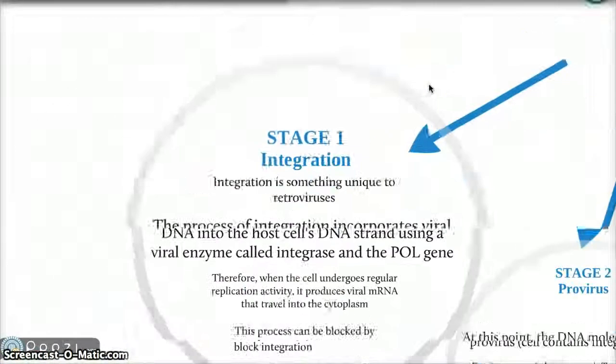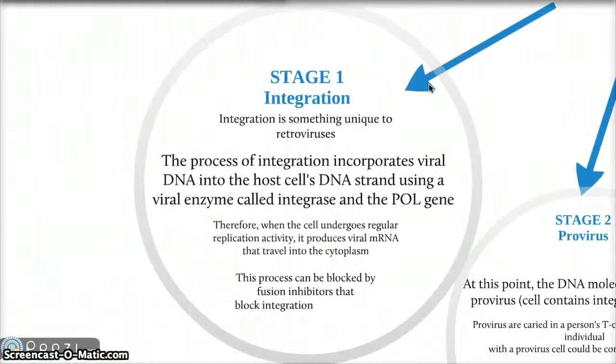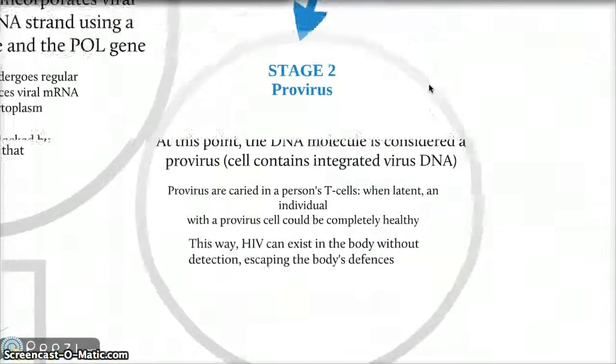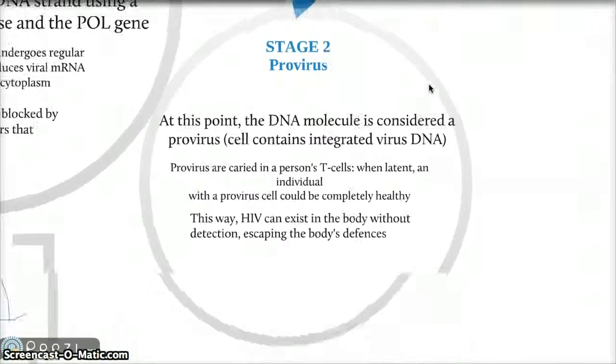Integration of provirus. Step 1. The process of integration incorporates viral DNA into the host cell's DNA strand using a viral enzyme called integrase and the PLL gene. Stage 2, provirus. At this point, the DNA molecule is considered a provirus.